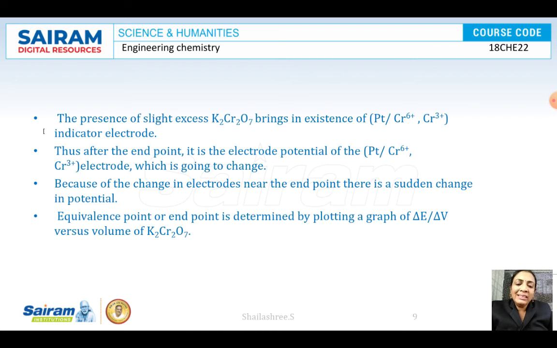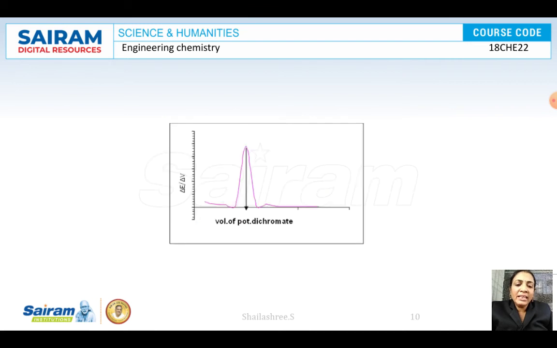By using these values, we plot the graph of delta E by delta V against the volume of the potassium dichromate added. When we plot this graph, we get a peak like this, and from that we come to know the equivalence point. This is the equivalence point.